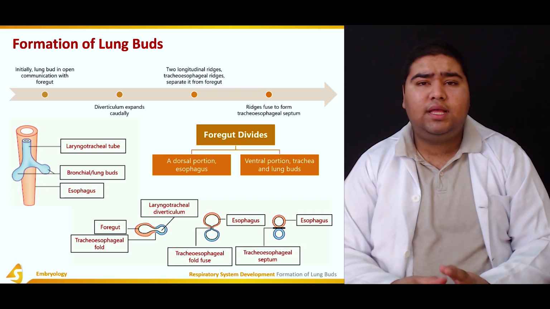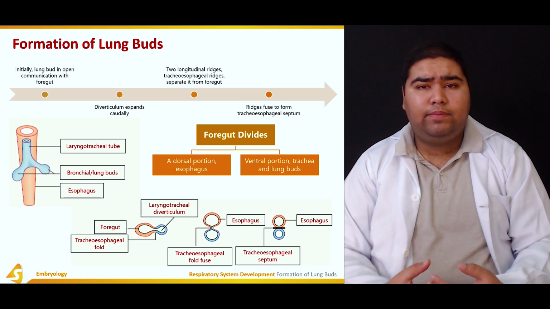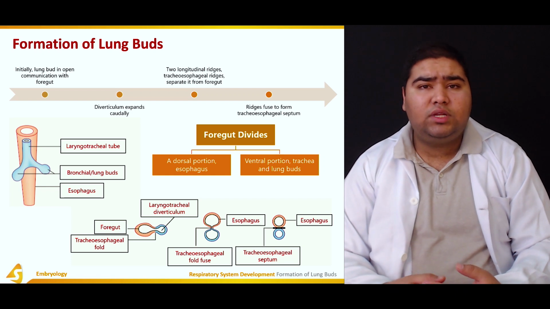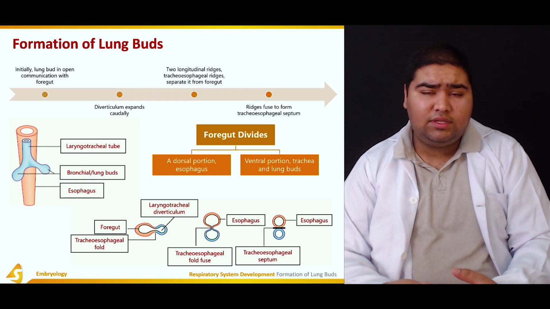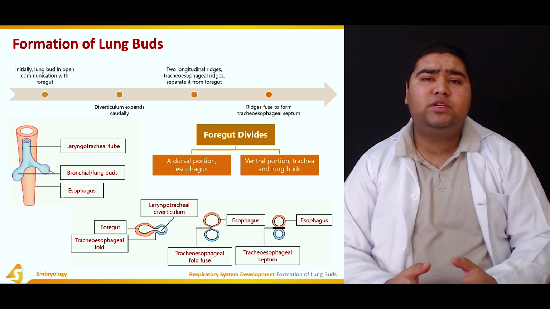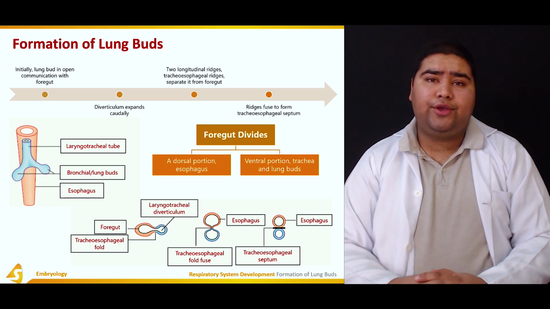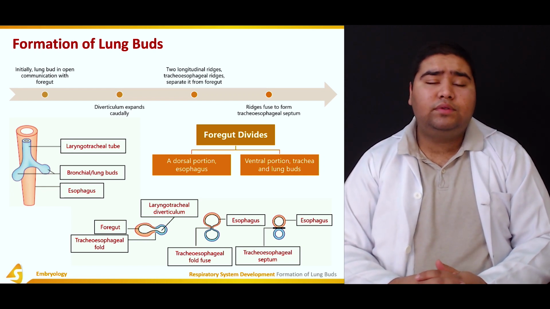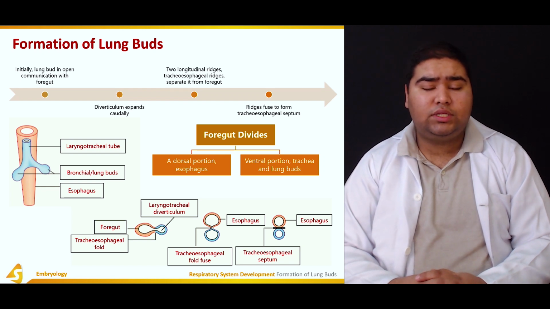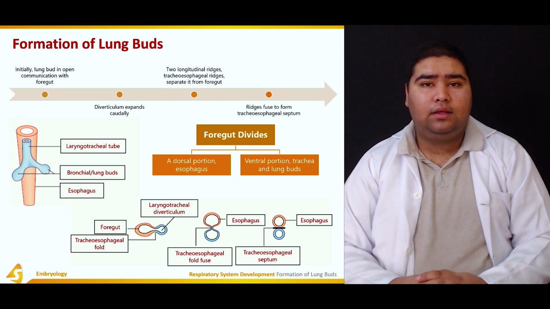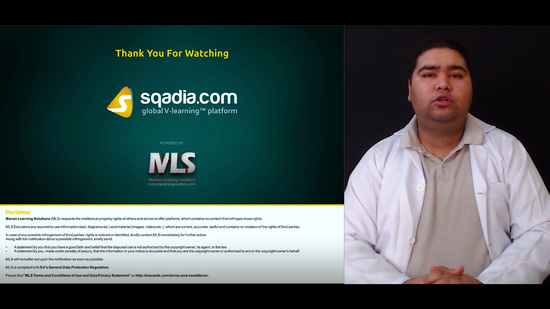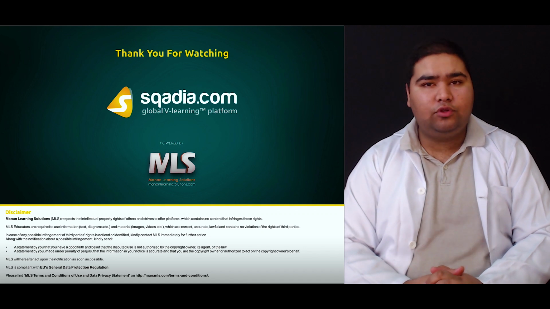After its formation, there is caudal expansion of the lung bud. Caudal expansion of the lung bud causes the formation of two longitudinal ridges or tracheoesophageal folds. These tracheoesophageal folds come in apposition with each other to form the tracheoesophageal septum. The formation of the tracheoesophageal septum results in the division of foregut into a dorsal portion, which is the esophagus, and a ventral portion, which is the trachea and the lung buds. So in this section, we talked about how the lung bud is formed from the ventral portion of the foregut. This is happening in a fourth week embryo.